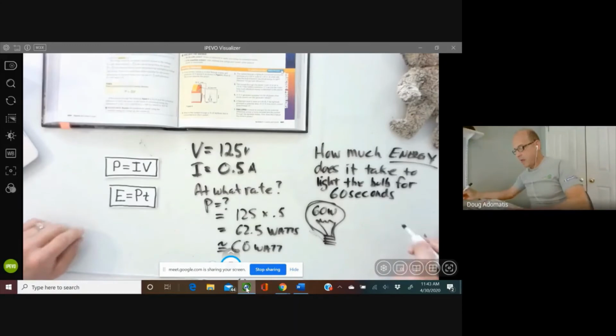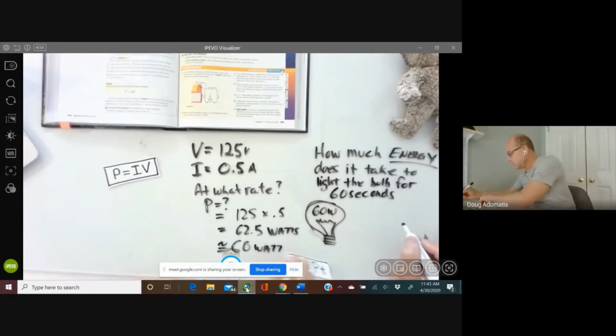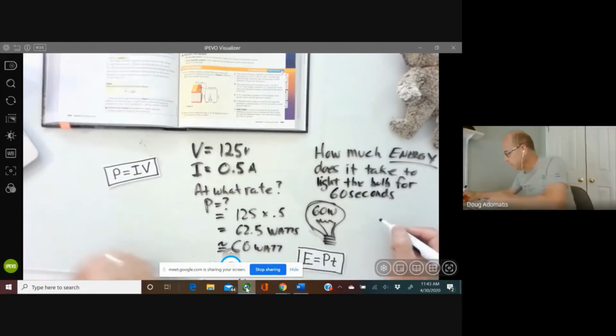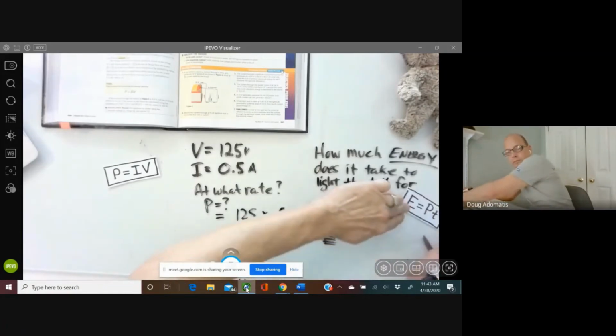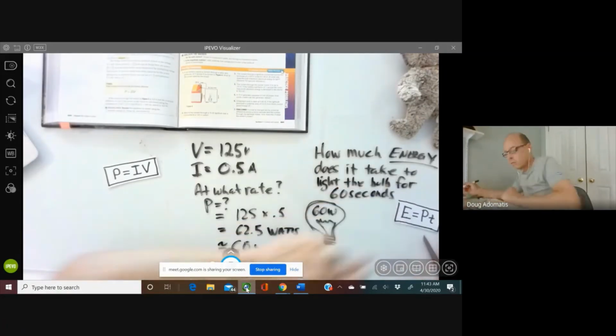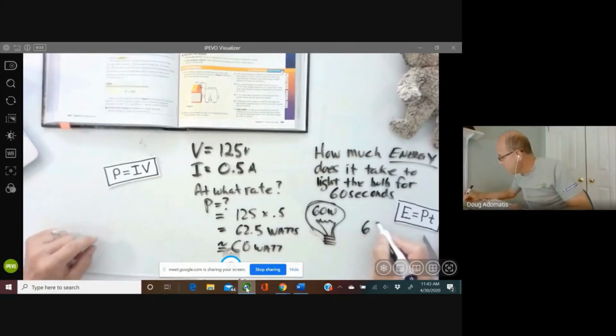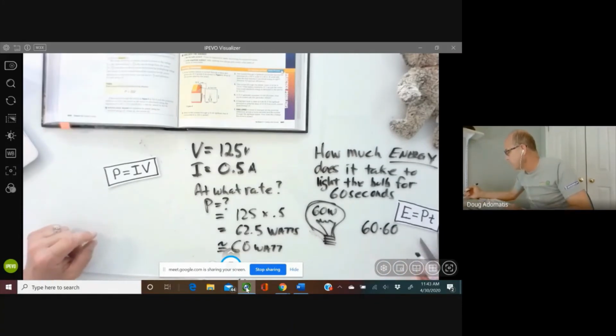Okay. Now we can use this equation. Energy is equal to PT. So if it's a 60-watt light bulb and we're going to run it for 60 seconds, 60 times 60. Oh my gosh, I should be able to do that in my head. 6 times 6 is 36 and two zeros. It's going to be 3,600. Energy is measured in joules.